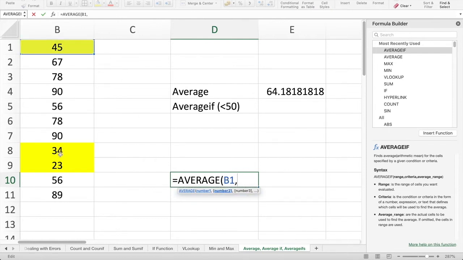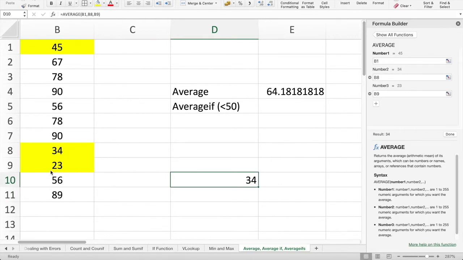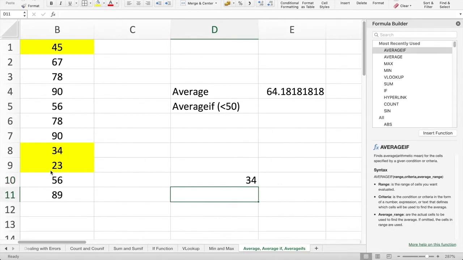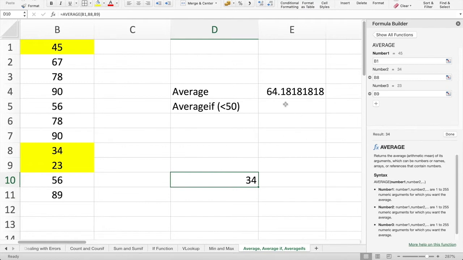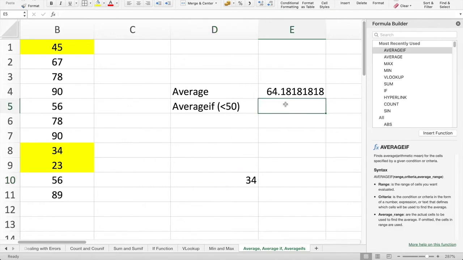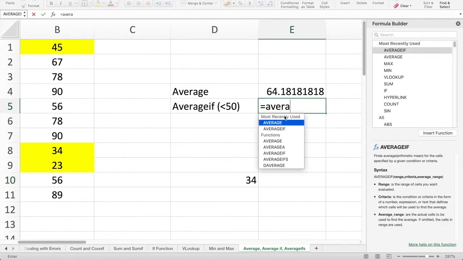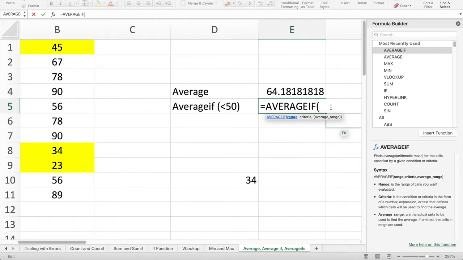Let's have here a comma, here, and here, and close. So our answer must be 34. Here we used the AVERAGE function, but the condition says that we must use the AVERAGEIF function. So let's try this. Equals, then AVERAGEIF. For AVERAGEIF, we are not going to specify each of the numbers, because it will be very tedious on our part if we are dealing with hundreds or thousands of data.